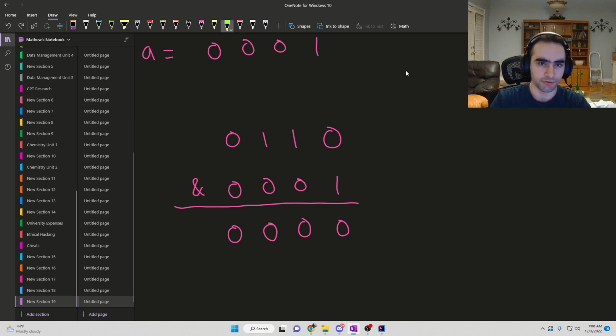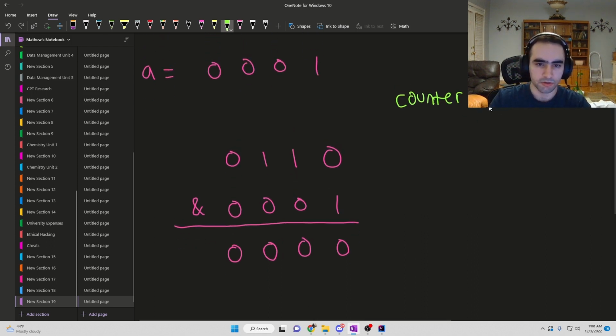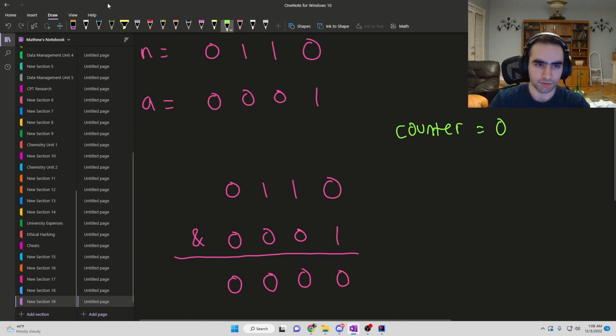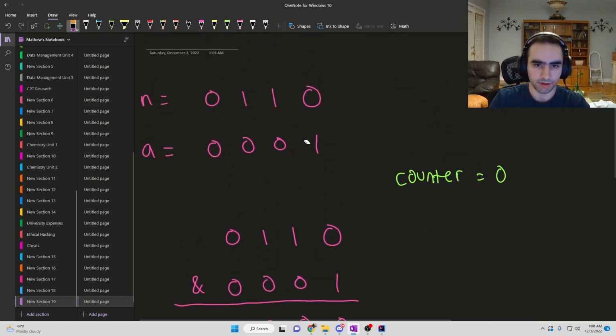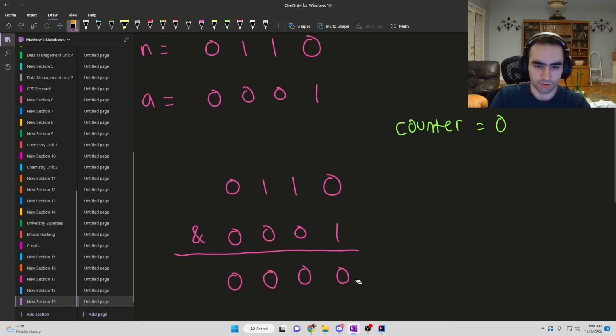And then after we do that, let's say we have a counter, right? Let's set our little counter up here, and our counter is equal to 0. So now what we want to do is change our value of a. So now our a, we're going to shift this 1 to the left, right? So let's remove this, and this, and this. We want this a to now be this.